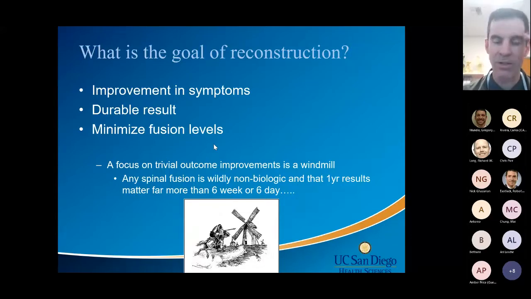And any spine fusion is wildly non-biologic and non-anatomic, and 1 year results and far beyond matter so much more than 6 week or 6 day or 6 hour outcomes, where we really need to focus on, in my opinion, what's important. Then once we figure out what's important, how to do it, then go for it, make the incisions as small as possible.